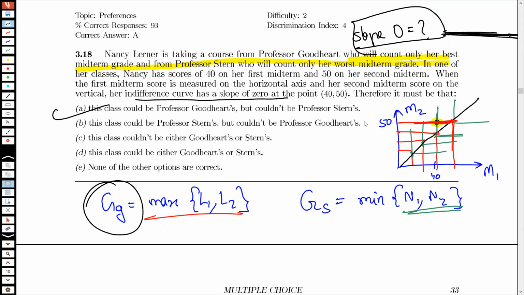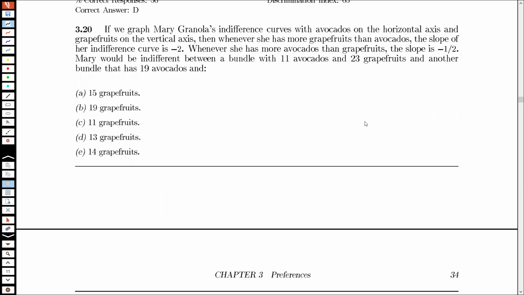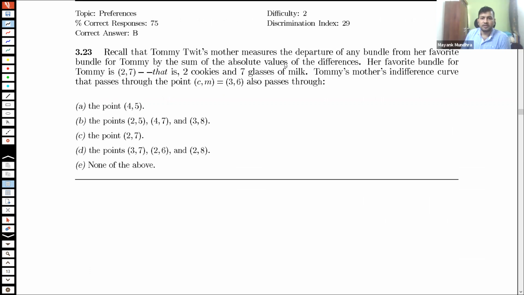Sir, from 23, 3.23. Okay, Tommy Twit's mother measures the departure of any bundle from her favorite bundle for Tommy by the sum of the absolute values of the differences. Her favorite bundle for Tommy is 2,7, that is 2 cookies and 7 glasses of milk. Tommy's mother's indifference curve passing through the point also passes through. So first of all, you have to build the utility function.